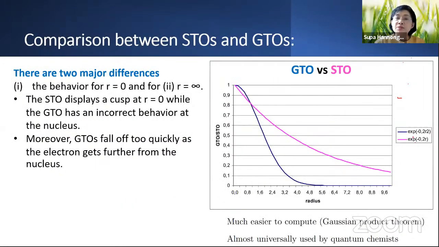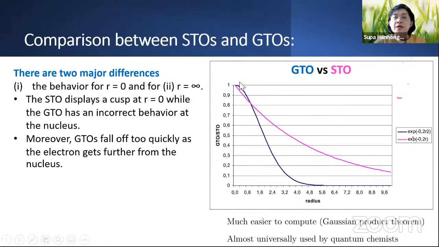So you may be interested in seeing the comparison between the STO and the GTO. There are two major differences. The first one is that we have to look at the behavior of the function for the radius equal to 0, that means at the nucleus. How about the function? And when the radius is infinity, very far away from the nucleus, what is the behavior?